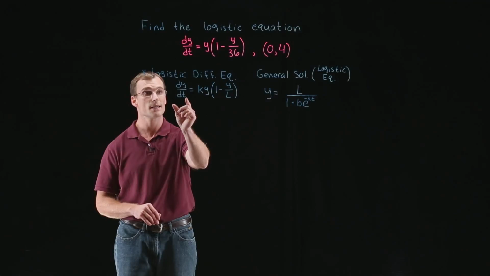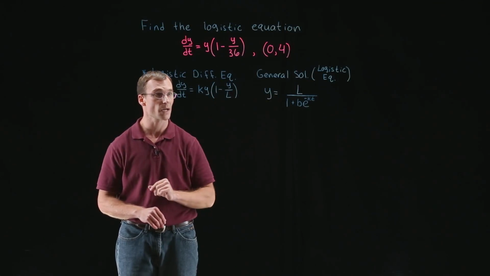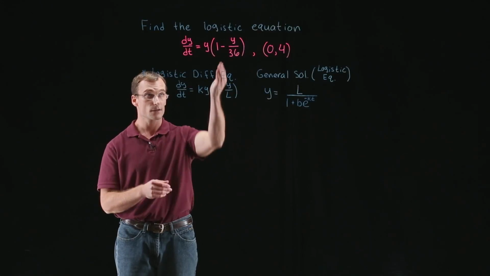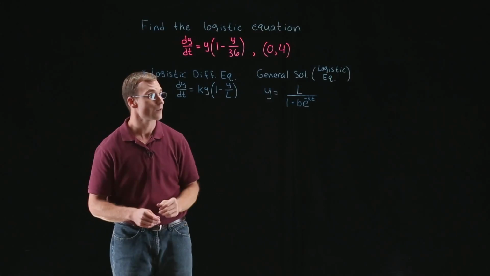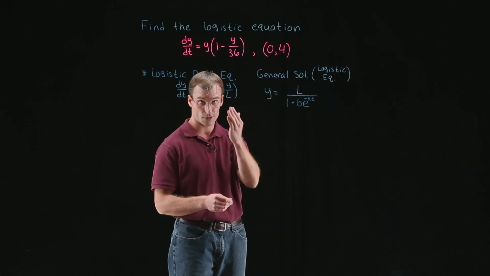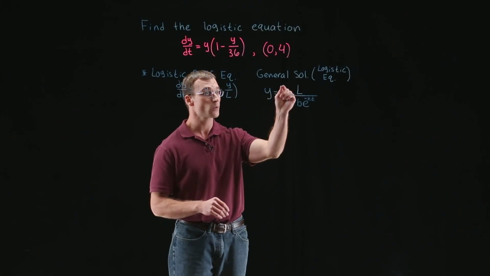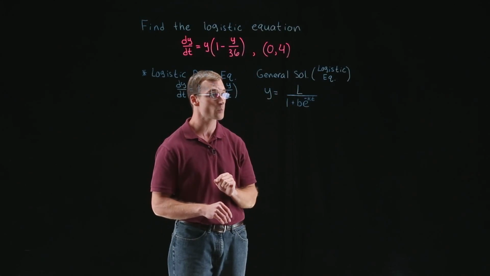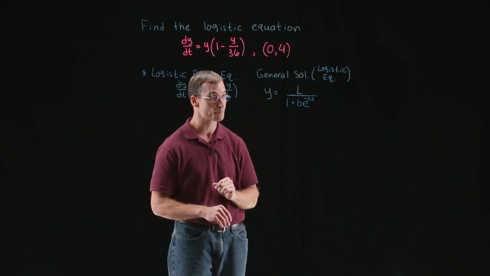Now, starting with some things that we know, the general form of a logistic differential equation is dy/dt equal to some constant k times y times (1 minus y over some constant L). We can use that to find the general solution to that differential equation, or the logistic equation, which is y equal to the constant L divided by 1 plus some constant b times e to the negative k times t.